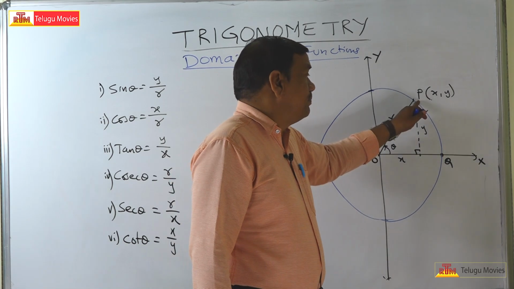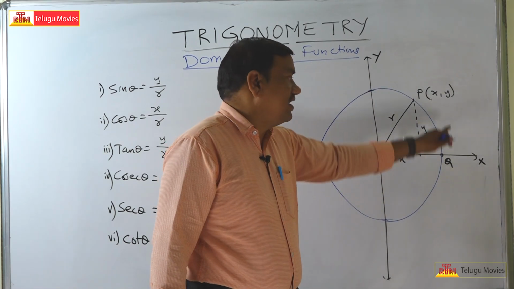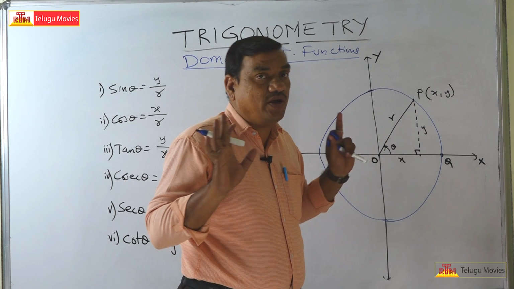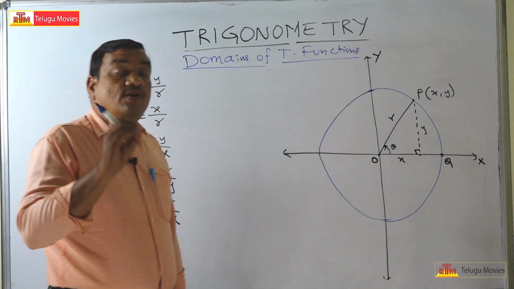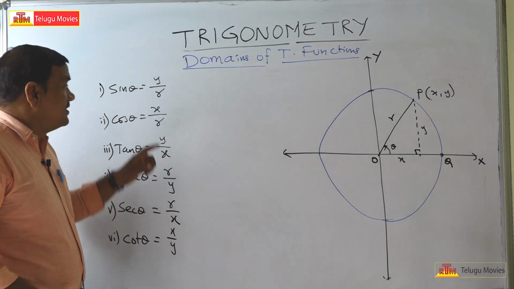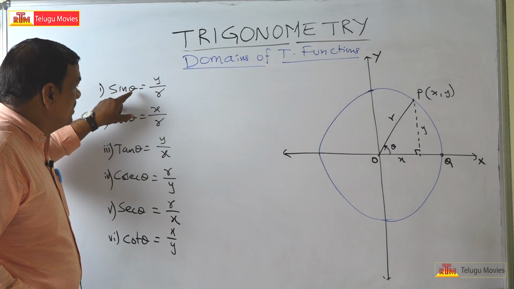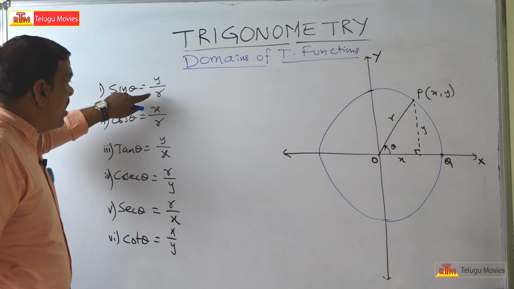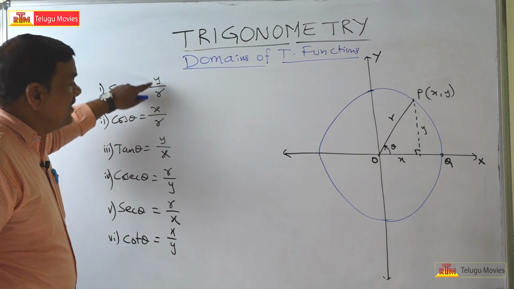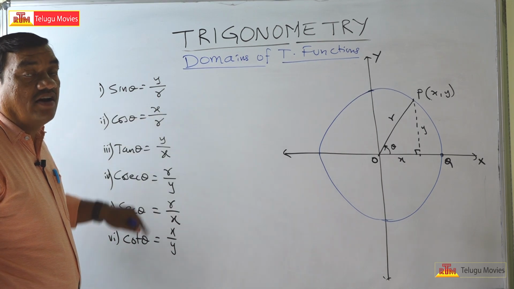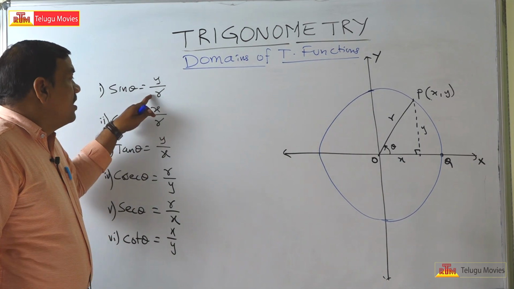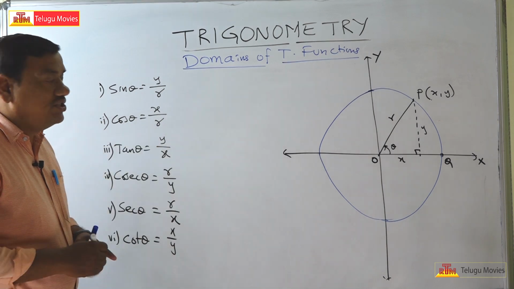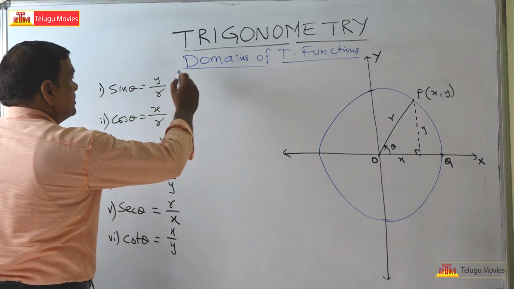What will change as P moves on the circumference of the circle? The only two things that will change are the x coordinate and y coordinate. So the domain of theta depends upon the x value and y value, not the r value. To define a fraction, the denominator cannot be 0. It may be positive or negative, but cannot be 0. Here r cannot be 0, and here also r cannot be 0. Therefore, the domain is as follows.